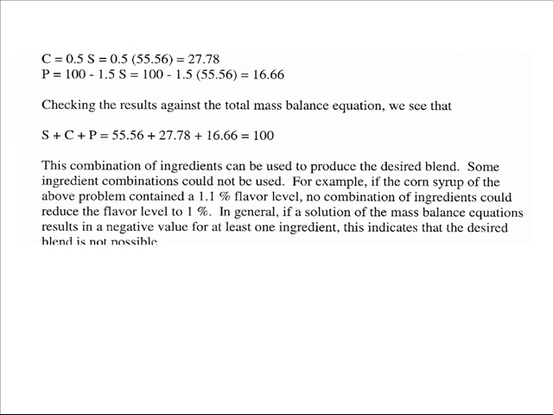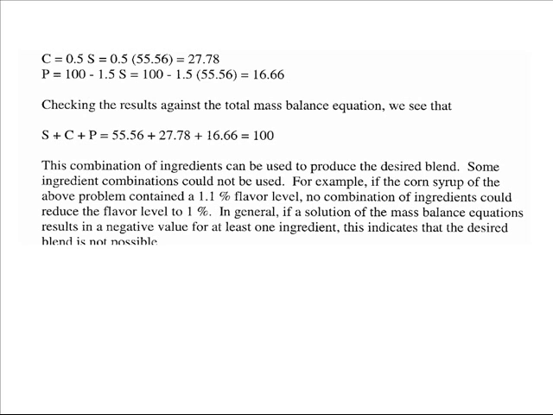On the next page, you see that you can check your results by substituting the values back into your total mass balance equation. You found that S was 55.56, C was 27.78, and P, the amount of semi-syrup, is 16.66. When you add these together, you get 100. Essentially, this combination of ingredients can be used to produce the desired blend.